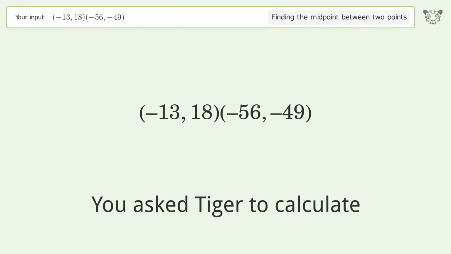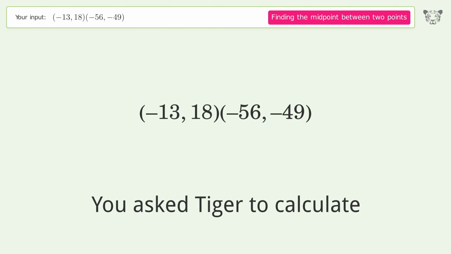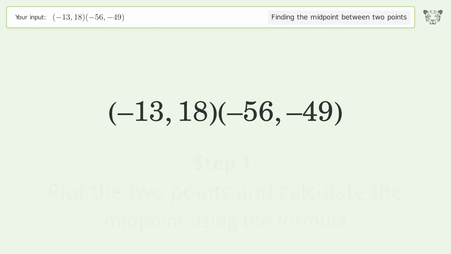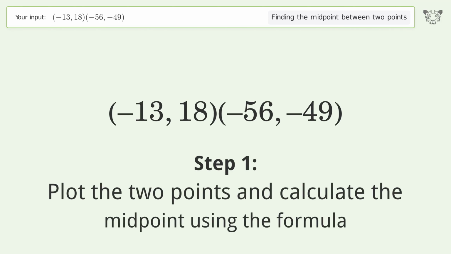You ask Tiger to calculate. This deals with finding the midpoint between 2 points. The midpoint between the 2 points is -34.5, -15.5. Let's solve it step by step. Plot the 2 points and calculate the midpoint using the formula.